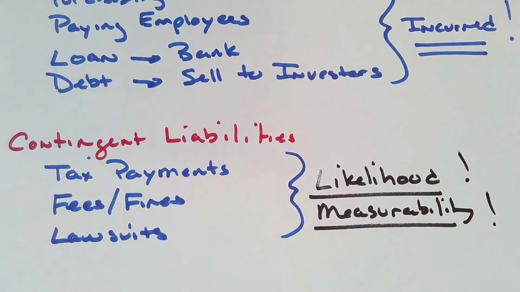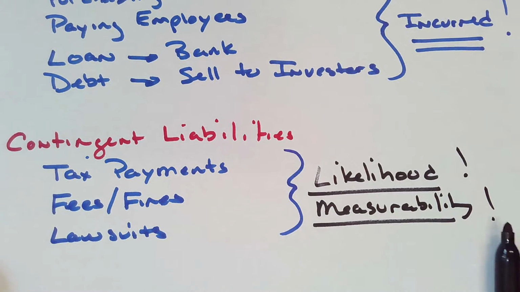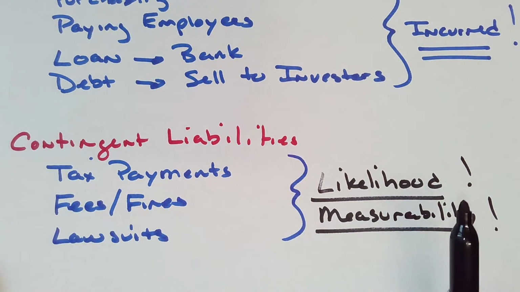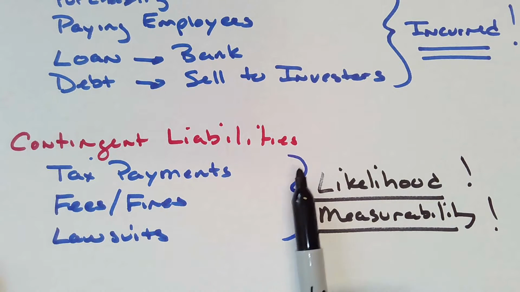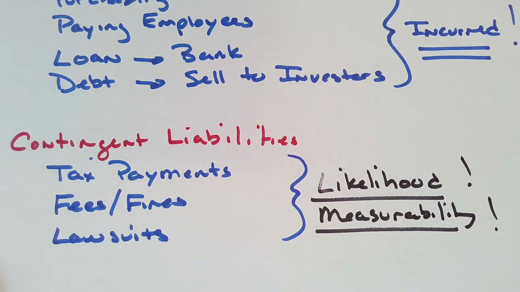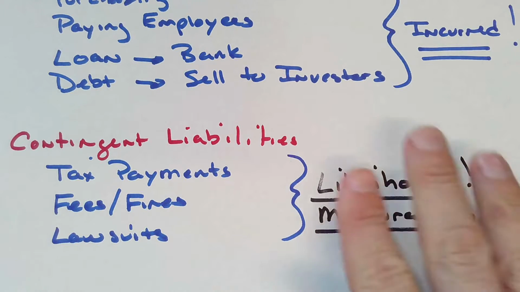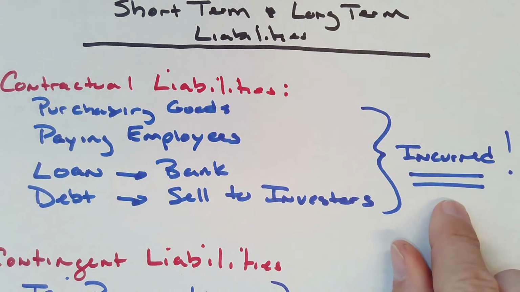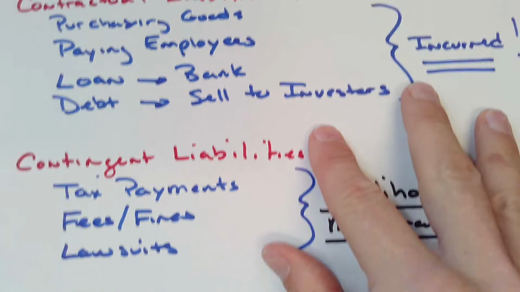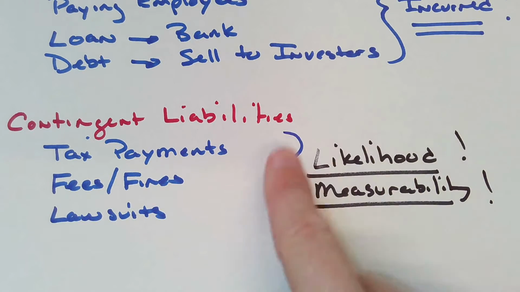Those are two important issues, because if I can't measure what it is, I may not be able to recognize a liability. If the likelihood is not very high, then I may not have to recognize the liability. So when we think about contingent liabilities and likelihood and measurability, there's a lot of judgment around that. There's less judgment here, right? When it's incurred, I have that liability. But down here, I have a lot of judgment involved with that.